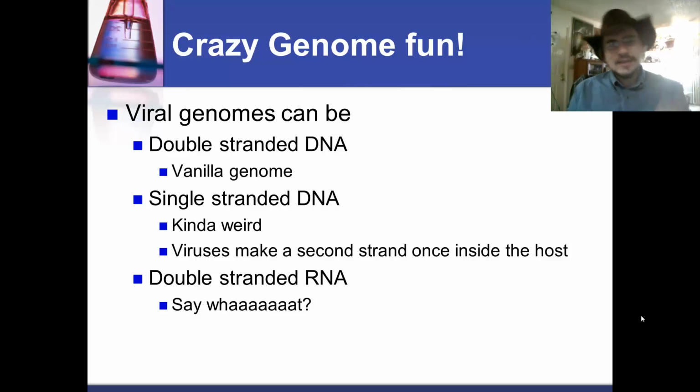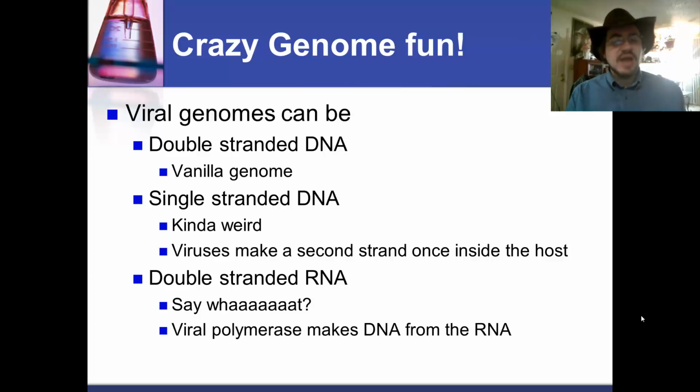What? Viruses are pretty close to the absolute only place you find double-stranded RNA. It's nuts. And so the virus has to bring with it its own enzyme, a viral polymerase, that can make DNA from its double-stranded RNA. And once it makes DNA from the double-stranded RNA, then the host can read the DNA and be hijacked by it.